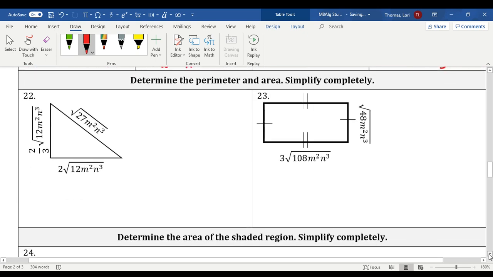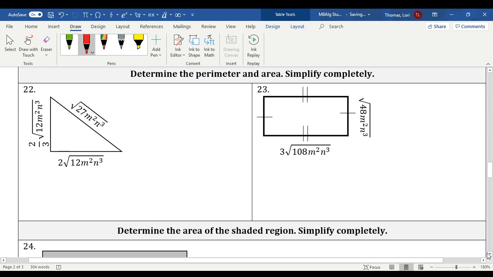Okay, now let's do perimeter. That's adding all sides, and we're doing radicals. So I'm going to go ahead and simplify each of these. So I have 2/3 radical 12m to the second and to the third, plus radical 27 m squared into the third plus 2 radical 12 m squared into the third.